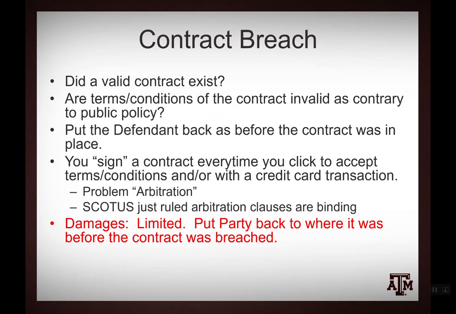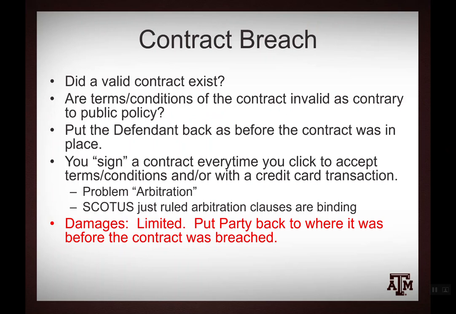All right, well, a valid contract exists. You know, you're running my charges. You're keeping 1% from the merchant. You've got the control of my money. There's not many questions here. Now, then we ask ourselves, are the terms and conditions of the contract invalid as contrary to public policy? Okay, we've talked about this.